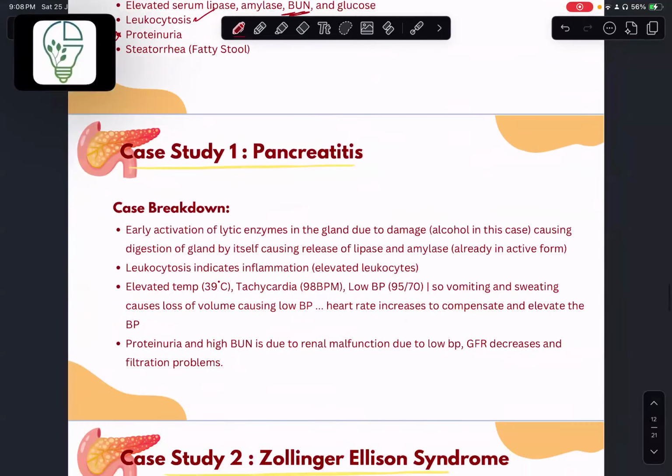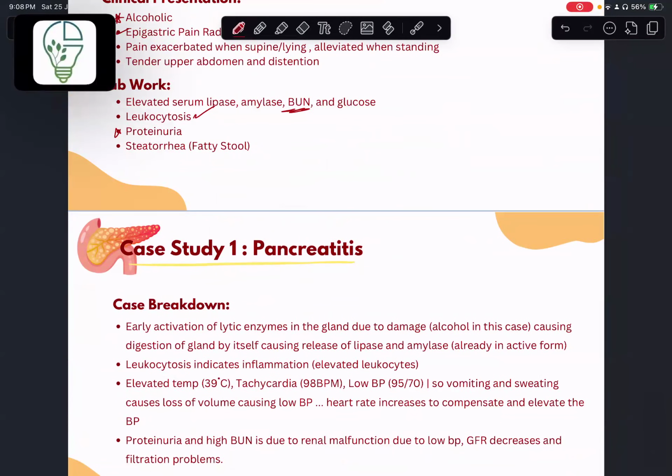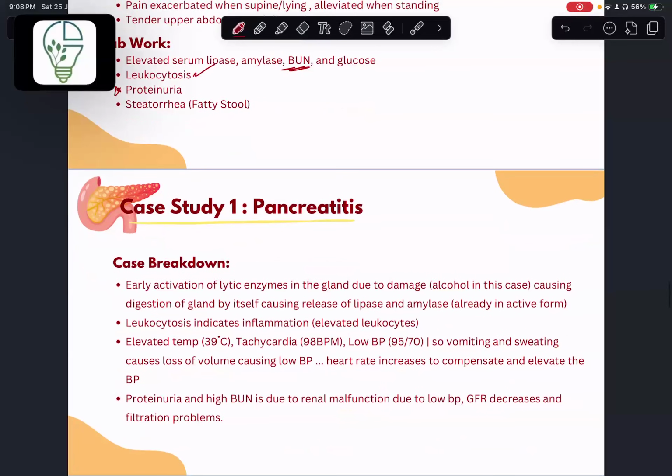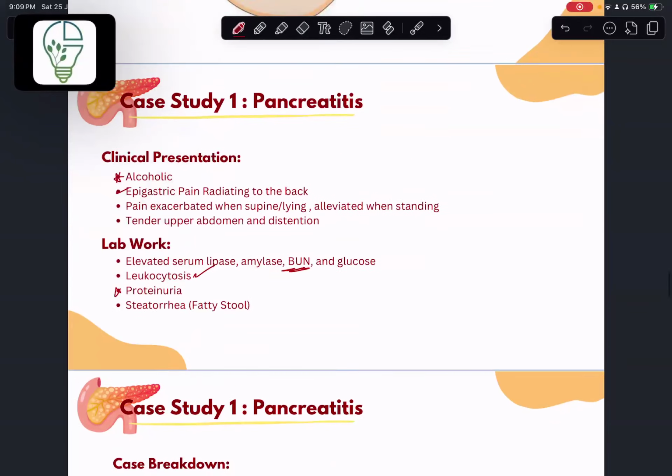So this is basically pancreatitis, chronic inflammation of the pancreas. The cause here is alcohol damage to the cells, causing autodigestion by enzymes. It can be caused by viruses, infection, whatever. The cause here is autodigestion by enzymes due to alcohol damage.